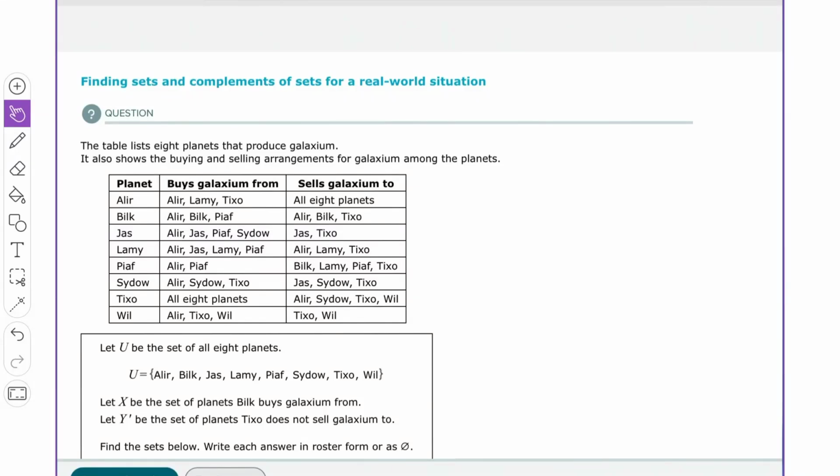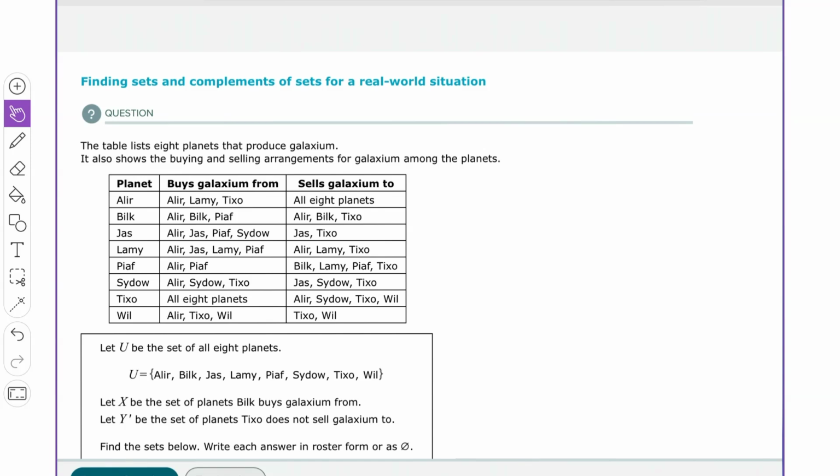So I received some messages about this topic, finding sets and complements of sets for a real world situation. Frankly, I've never run into a real world situation where this was applicable, but it is one of your topics. So let's talk about how we study for a topic when it is really confusing. Okay, so you read the question. We have all of these strange names.